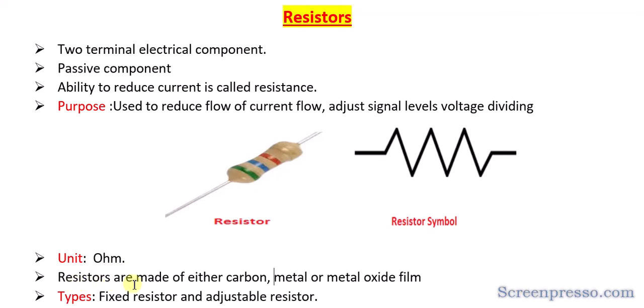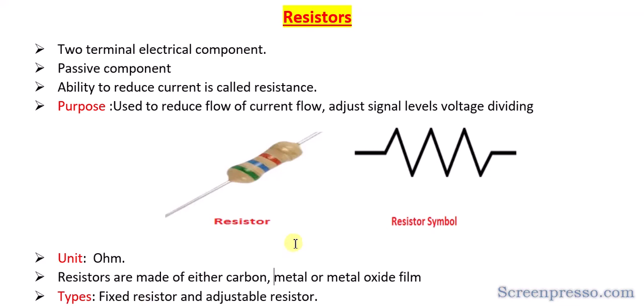One more thing is what resistors are made up of. What is the composition of a resistor? Resistors are made up of either carbon, metal, or metal oxide film. Next are the types of resistors, which we will try to cover in a broader sense. The major categories in which we can divide resistors are fixed resistors and adjustable resistors.